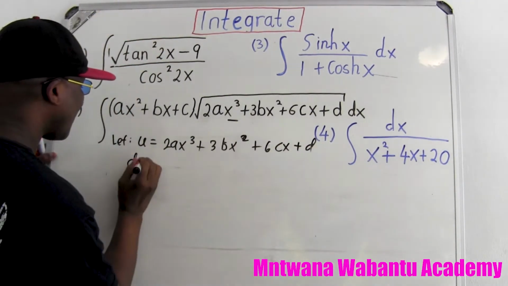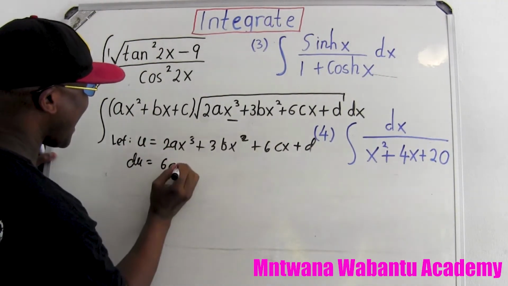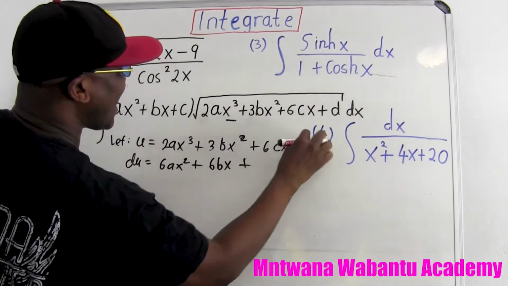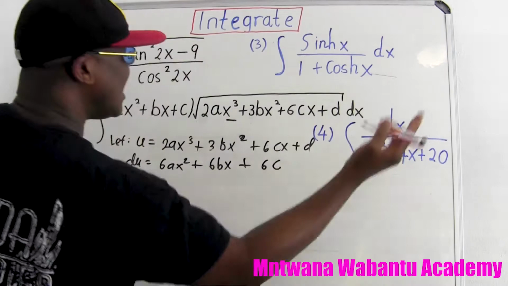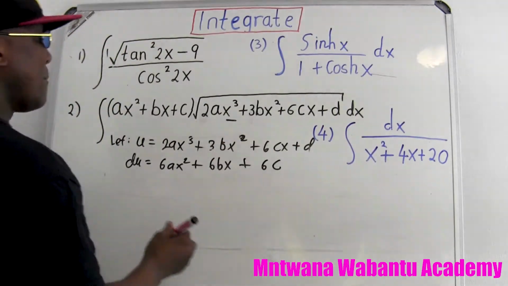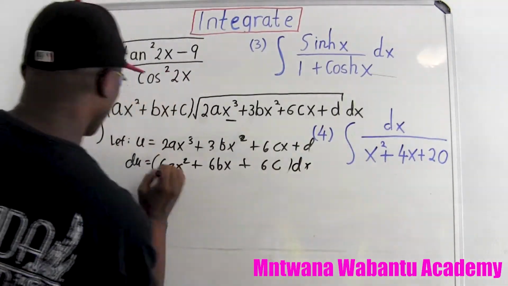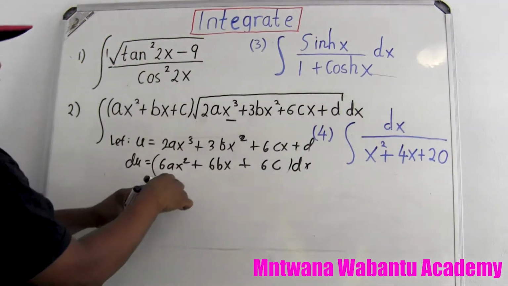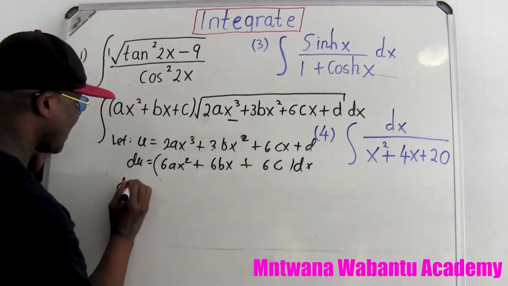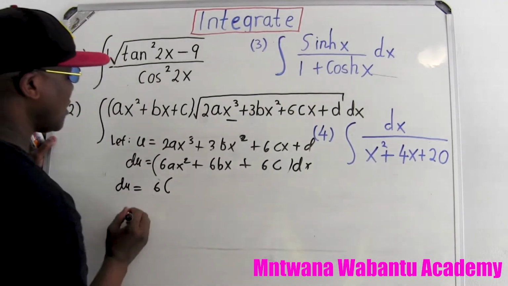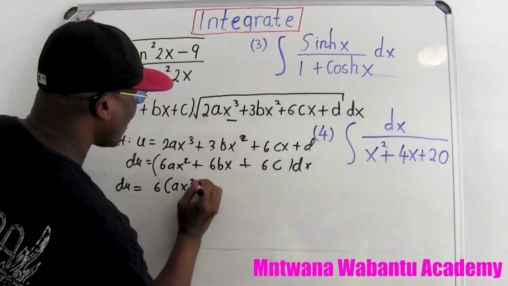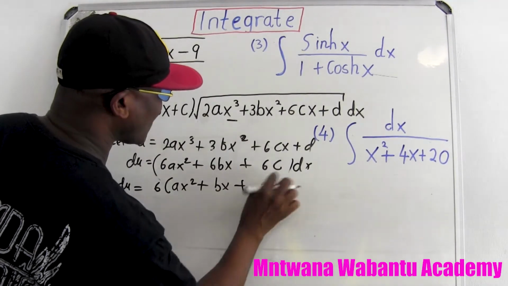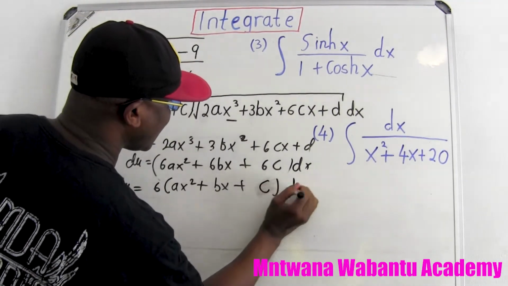So if I differentiate, it's going to give me du equal to 6ax squared plus 6bx plus 6c. d is going to be 0 because when differentiated it's 0. But with respect to dx. If you look carefully, this is almost similar to the problem. I'm going to factor out 6, so du equals 6 out, and this is going to be ax squared plus bx plus c, and then dx.